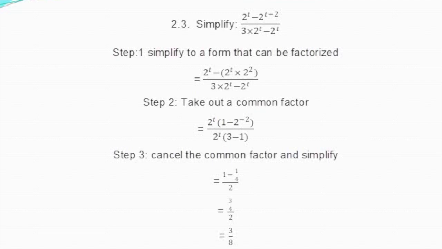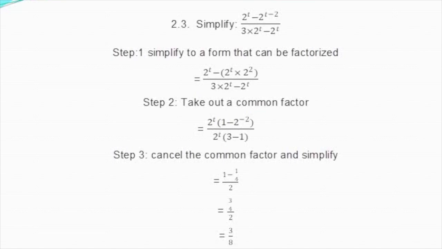The denominator also, we take 2 to the power t out. Once we take it out, how many are left? 1. So we are going to have 2 to the power t in a bracket, 3 minus 1. So now, we need to cancel the common factor, then after we simplify. So we cancel 2 to the power t, which represents the common factor. We remain with 1 minus 2 to the power negative 2.